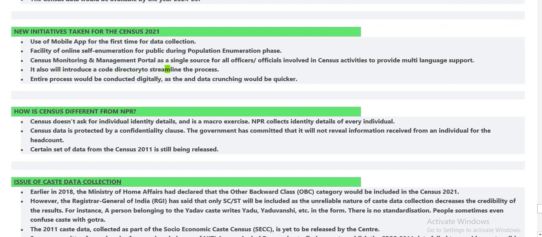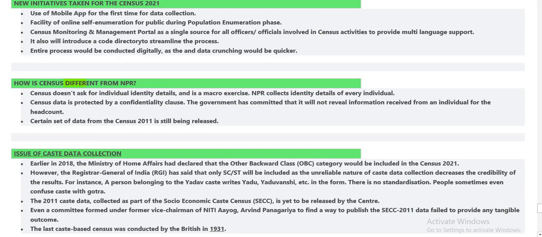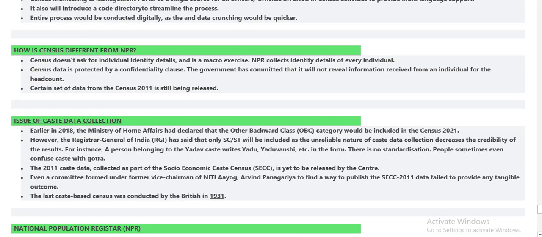Census Monitoring and Management Portal as a single source for all officers and officials involved in census activities, to provide multi-language support. It also will introduce a code directory to streamline the process. The entire process would be conducted digitally, as the end data crunching would be quicker.